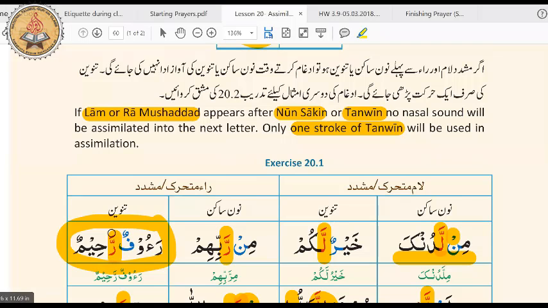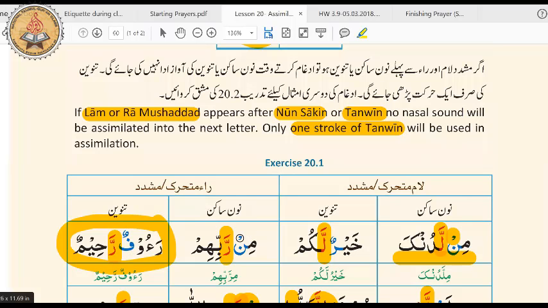Yes. This ra, can you see a noon sakin before it? What letter is before this ra? In this box here. What letter is this before the ra? Fa, excellent. It's a fa. So is it a noon sakin? Is the letter before the ra a noon? No, it's not, is it?